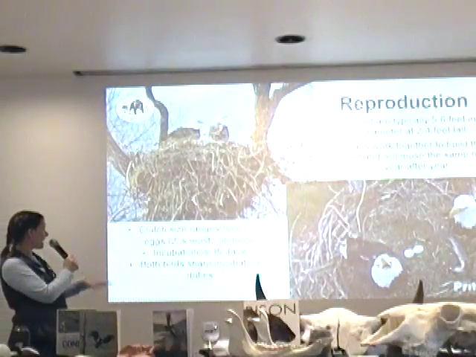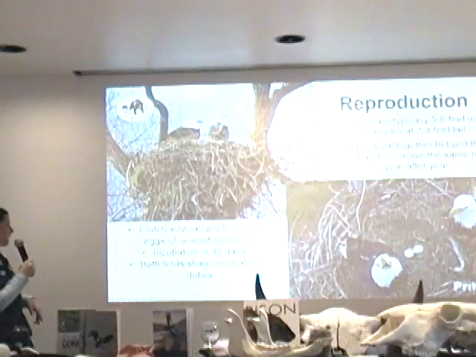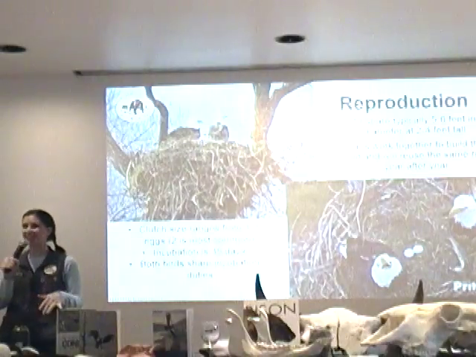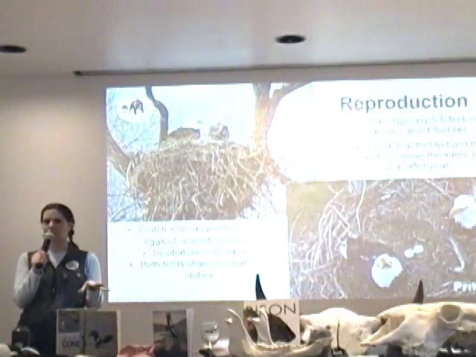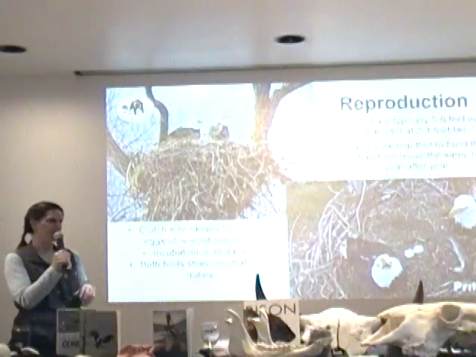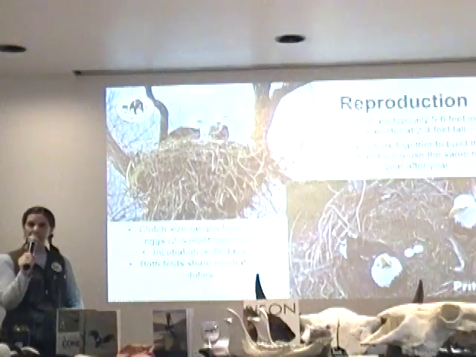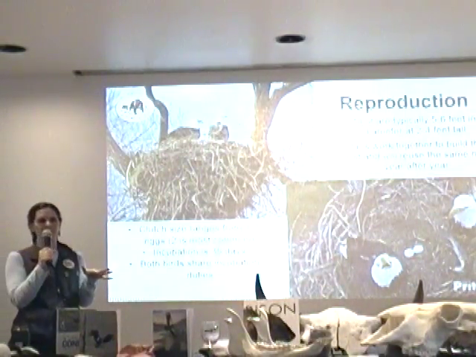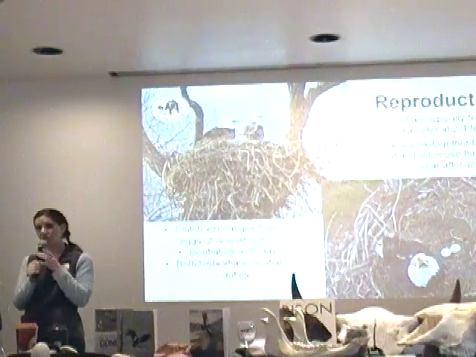The female lays an average of 1 to 3 eggs. Two is the most common. Double clutching is not common if the nest fails, but it is possible. They're not consistently double clutchers like condors are. It's uncommon but possible. Incubation lasts approximately 35 days, and the male and female both share incubation duties. They will trade off. There's always one parent sitting on the nest. The other parent will generally be out foraging for food.